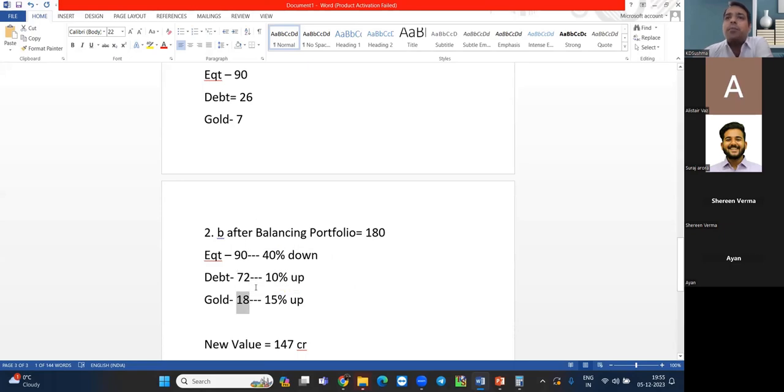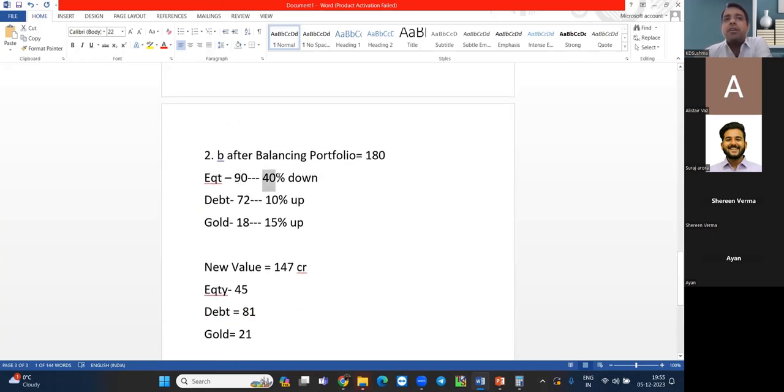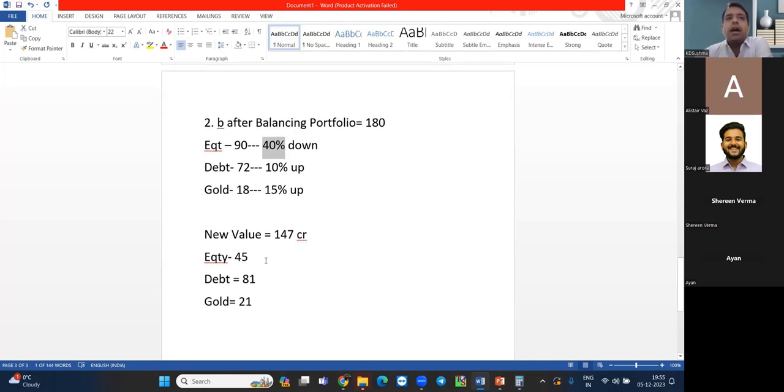So I rebalanced my portfolio as per the stance, because now my stance is that equities are bearish, and in this stance I have to allocate only 50% to equity. Let's say after the holding period, equity went down by 40%. Sorry, it is 40% of 90, so my calculation was a mistake. The new equity value would be 54.